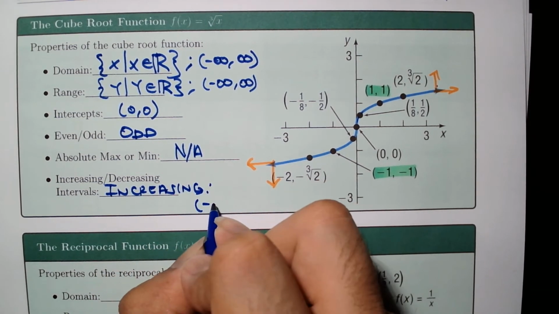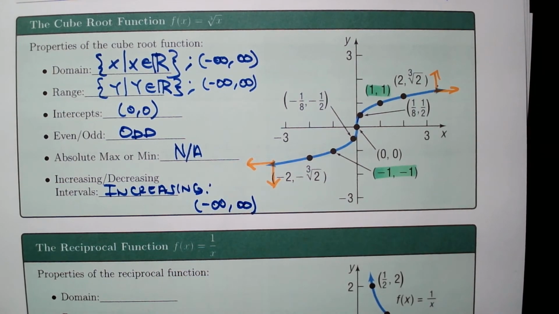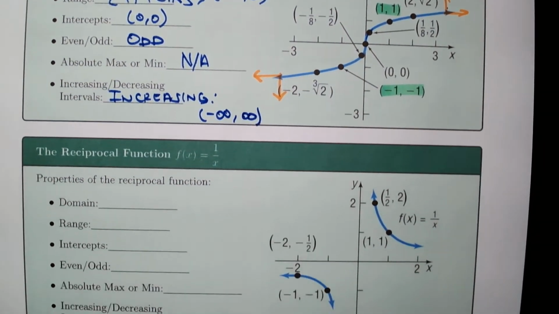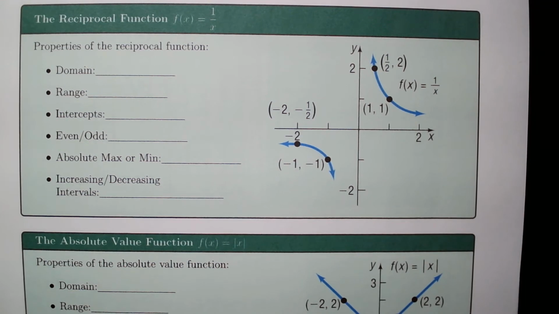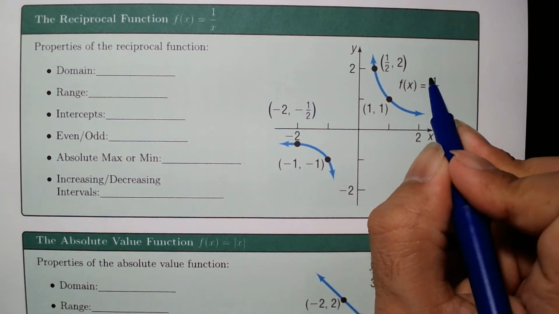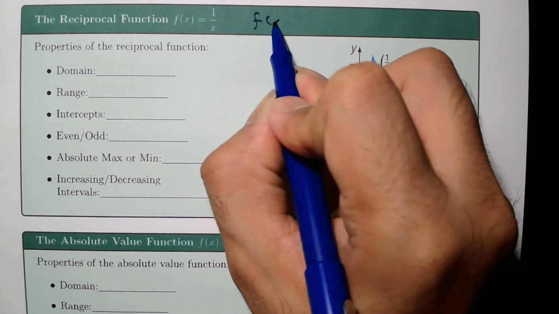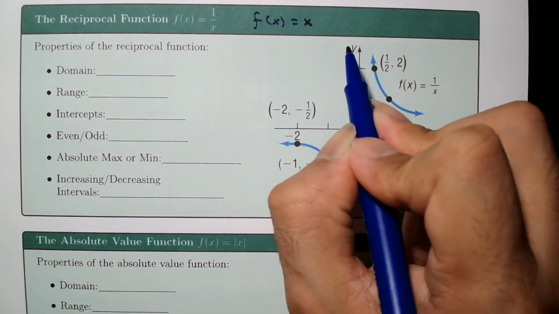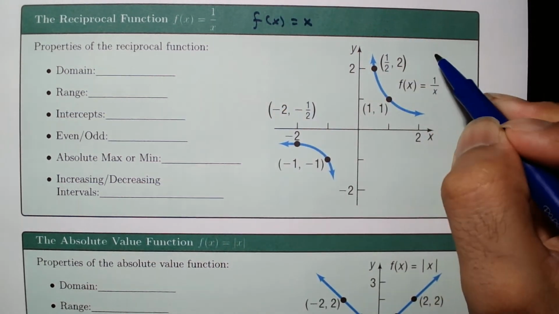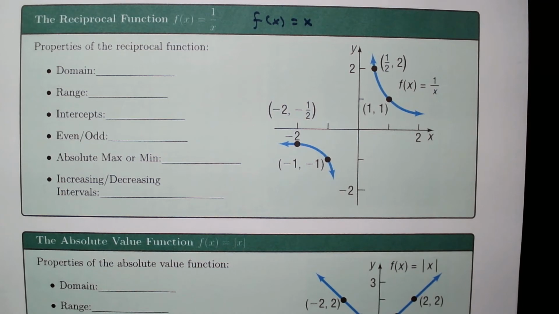In the interval negative infinity to positive infinity. Another class of functions, the reciprocal function, f of x equals 1 over x. Well, we call it the reciprocal function because in comparison to f of x equals x, which is the identity function, here we have the reciprocal of the identity.